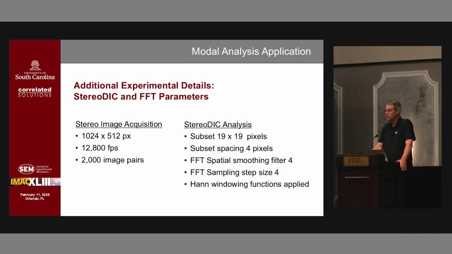The subset size we used for all the image correlation was 19 by 19. Spacing was 4 pixels. The FFT spatial smoothing filter was set at 4, and the FFT sampling step size was 4. We used both Hann and Hamming window functions, with also no windowing function. We'll show the results from all three so you can get a feel for the differences. Most of you know what that's going to look like already, but we'll show that just for completeness.